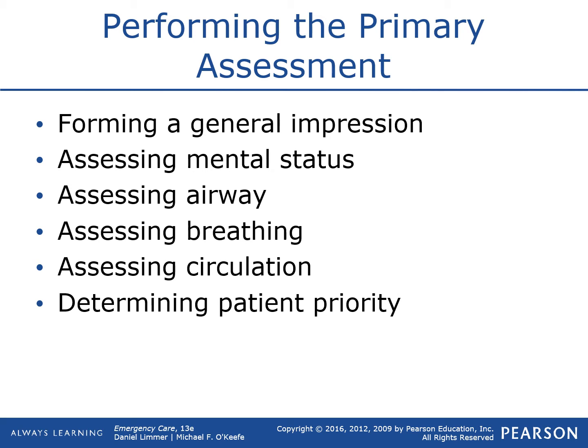After we form our general impression and we find our mental status, that's when we go into our ABCs. We assess our airway, we assess our breathing, and we assess our circulation. Then after all of that, we have enough information to determine, is this patient in danger or not? What is their priority? Are they a high priority patient that they need immediate intervention and they need to get to the hospital immediately? Or is this a lower priority patient where we can kind of take our time doing a very thorough assessment and doing some treatments on scene and taking our time moving the patient? So this is where we should have enough information to make that determination adequately.